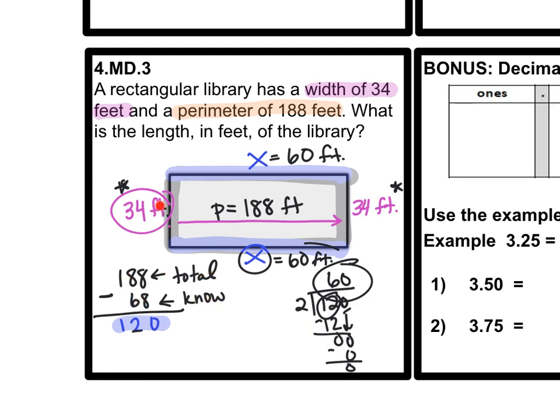Okay? And that was because I took the total of 188 and subtracted what I know. I got this 68 because I added up 34 plus 34 and took what's left over. This 120 is what was left over for the length, for this side and this side. So because I had two sides, I took this new total and divided it by 2 to get 60 for each side.